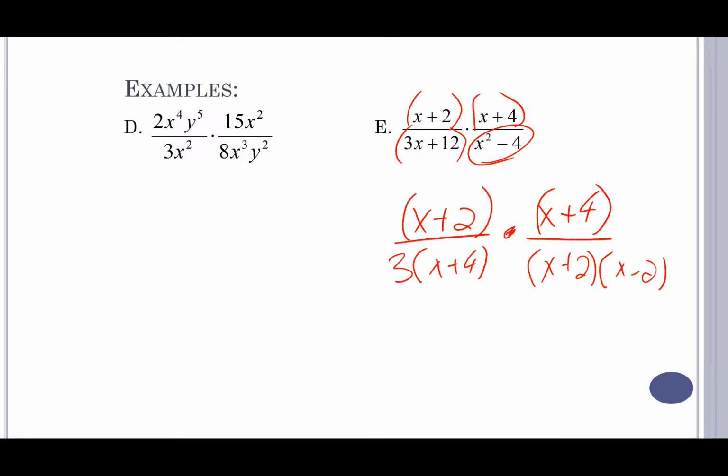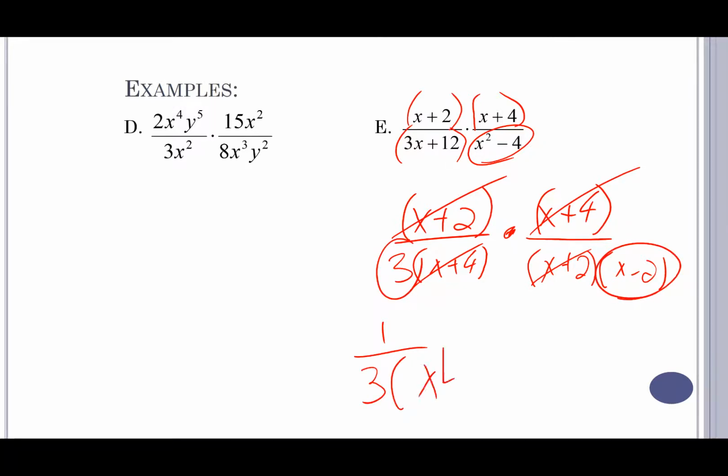However, this x plus 4 in the numerator here can cancel with this x plus 4 in the denominator on that side. And this x plus 2 on the bottom there can cancel out with the x plus 2 on the top. So leaving you with nothing on the top other than 1. And on the bottom, it leaves you with a 3 and the x minus 2. So our answer is 1 over 3 times x minus 2.